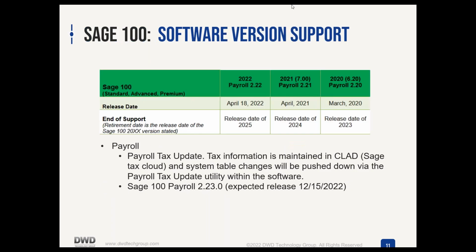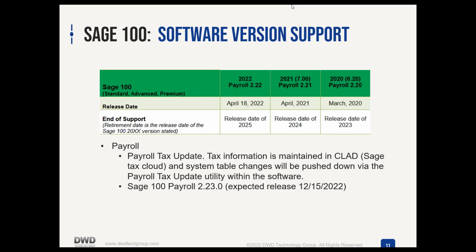Sage 100, what versions of software are still supported? Sage's theory these days is to support the current version and 2 prior versions. So that means Sage 100 2022 is the current version, and formally Sage will support version 2021 and version 2020.